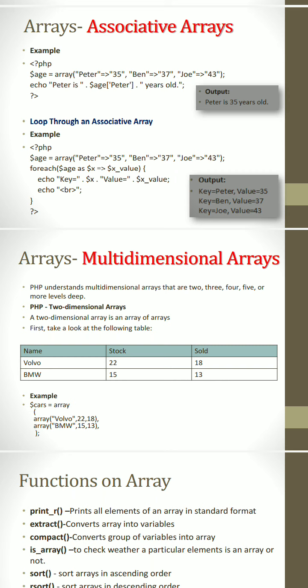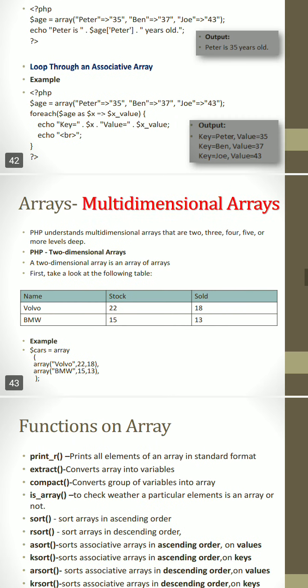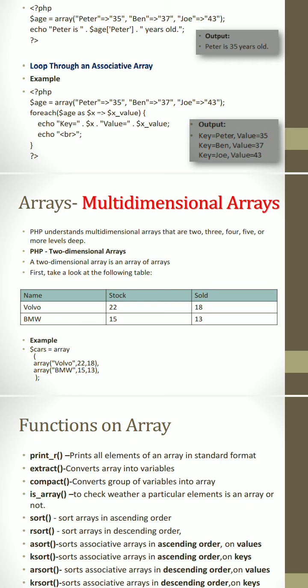Two-dimensional arrays. Okay, so what does a 2D array mean? It is an array of arrays. See, here we have taken one table: Volvo and BMW. Stock is 22 and 15, sold is 18 and 13. So how will we write that? $cars equal to array in bracket, array Volvo comma 22, 18 and array BMW comma 15, 13. So the table we mentioned, we have written as an array of arrays.